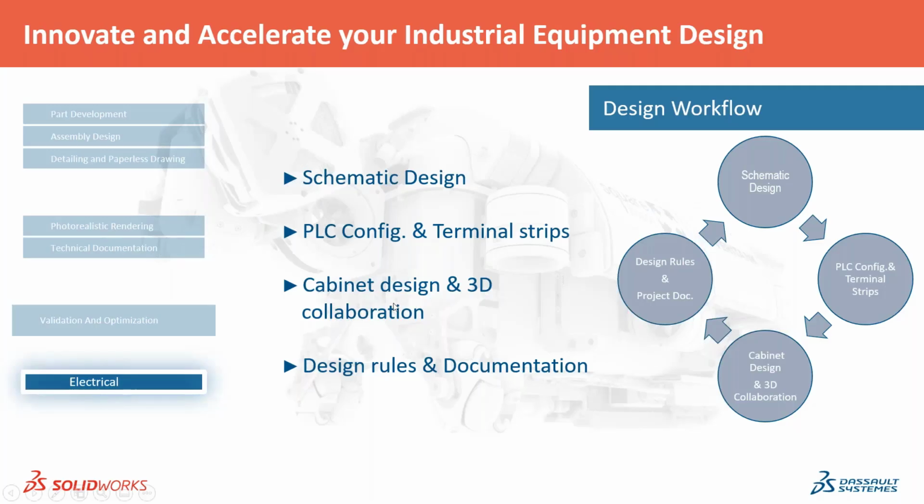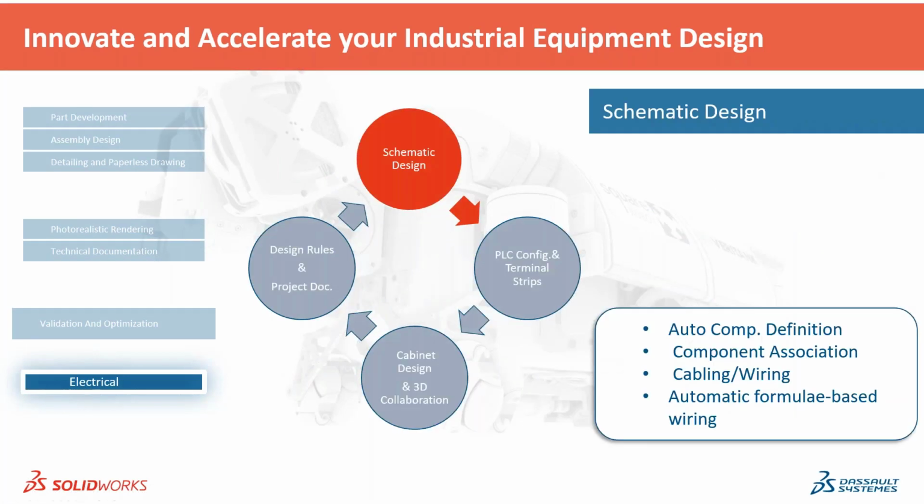So coming back to the PPT, with respect to the schematic, we saw how automatically the component definition was given, and also the single component association, whether it is a single line or a schematic, how the component association can be done. And then we saw how the cabling or wiring could be done.